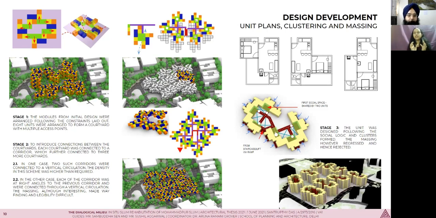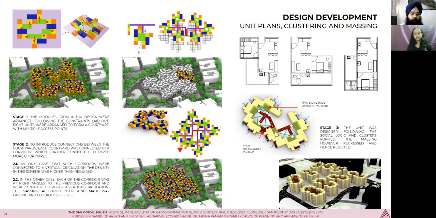So it's not necessary that only 8 families are going to talk to each other. So these corridors came into existence at stage 2 with staircases connecting that. Although it was an interesting massing to look at, it would have caused problems for the people who are living there. And it's important for us as designers to not only look at the aesthetics of that space, but also how people would be using it.